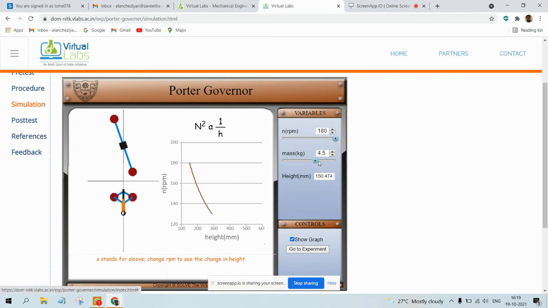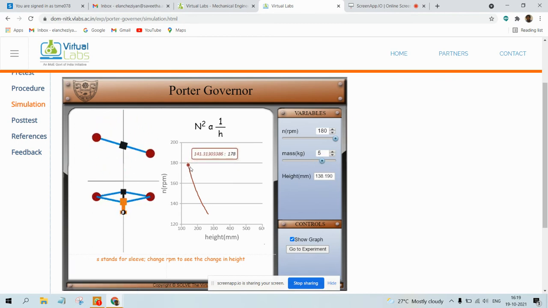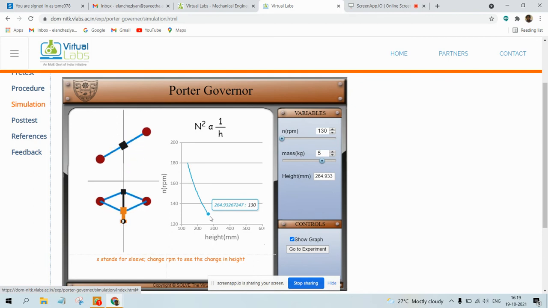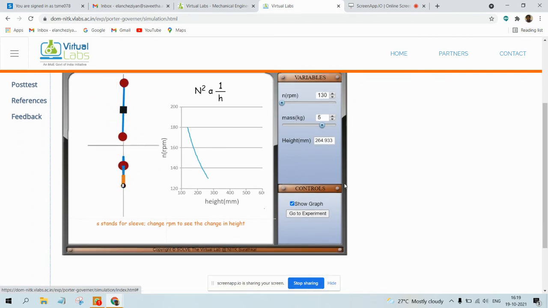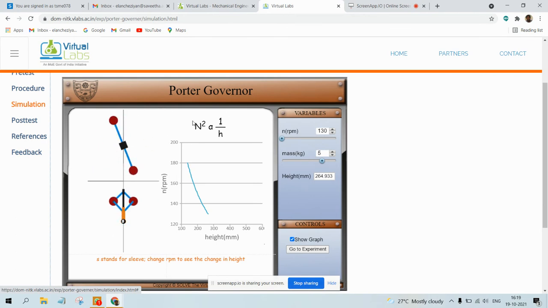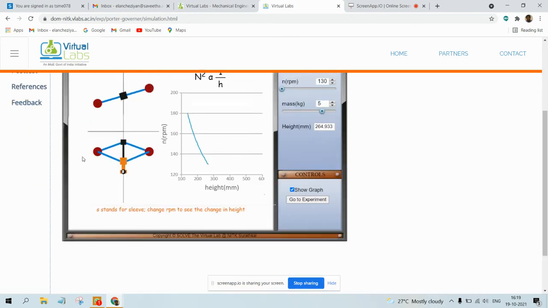At 180 rpm speed, the height is at 138. So it decreases gradually according to the graph. When the setting is at 130, the height is going to be 264 mm. So with this we can deduce our theoretical derivation, whereas N square is inversely proportional to height of the governor. So this is what the simulation helps you to understand.